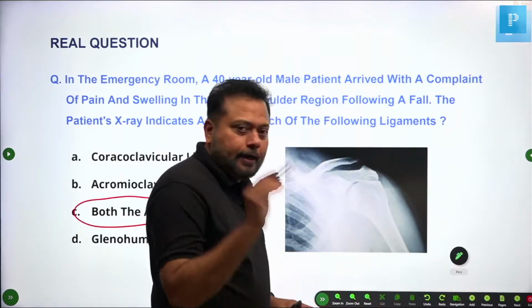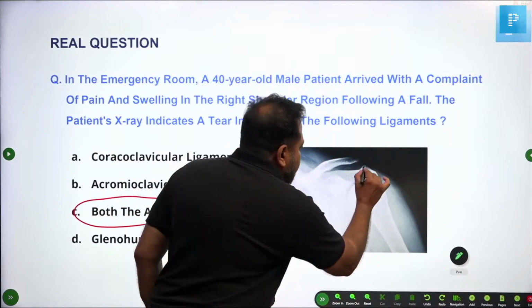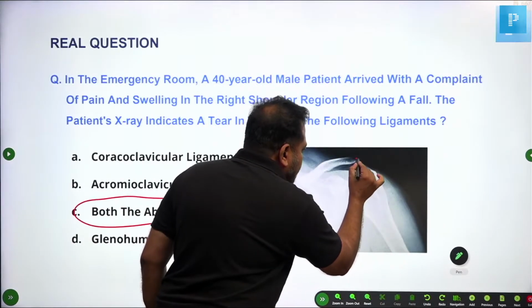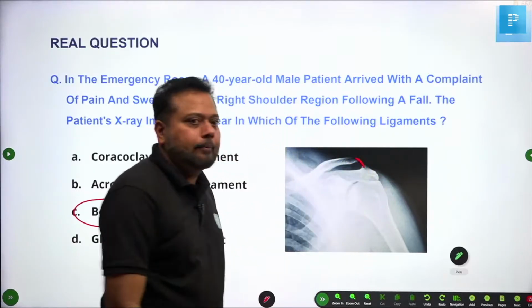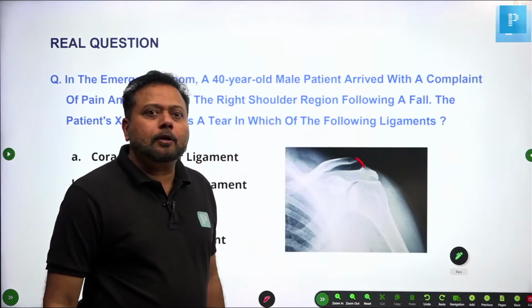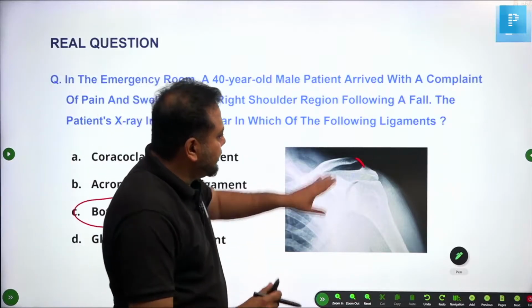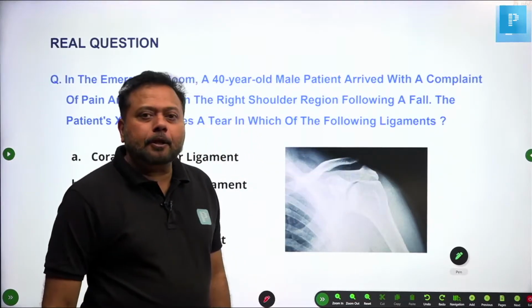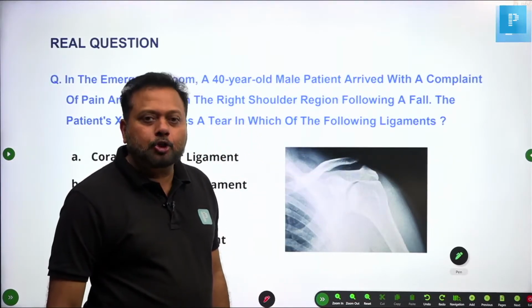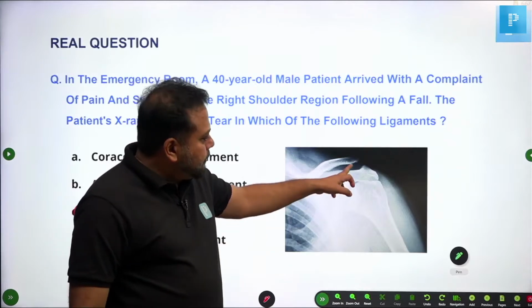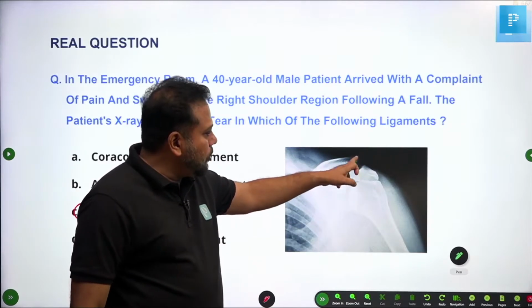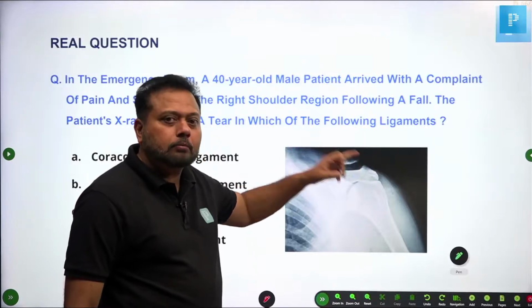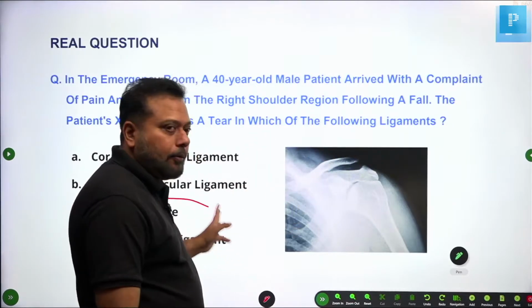Because you see, you focus your attention. This is the acromion. This is the clavicle. There's a big gap between the clavicle and the acromion. So the acromioclavicular joint is dislocated, disrupted. When you see this much gap, the acromioclavicular ligament and coracoclavicular ligament both are torn. So both of the above is the right answer.